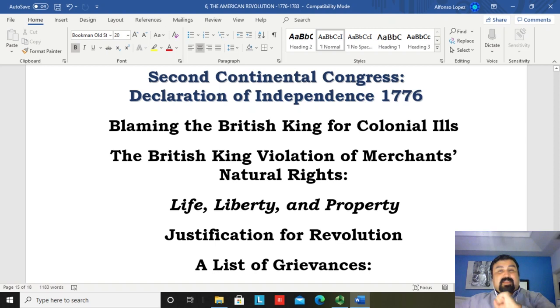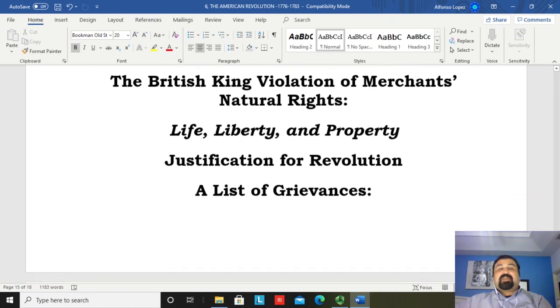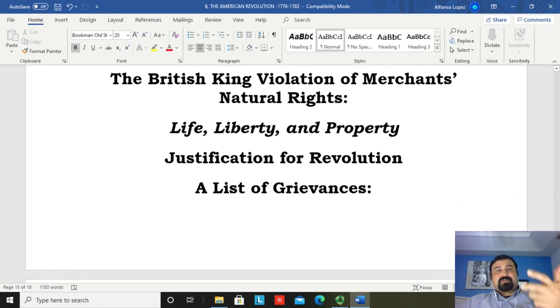Indicating that the merchants, the property owners of the colonies, and the colonists as a whole, their rights have been violated. In other words, the violation of natural rights. Okay, life, liberty, and property. In other words, we hereby state that we do have rights, life, liberty, and property, and those rights have been violated systematically, starting with the Navigation Acts, but also with the Coercive Acts of Massachusetts as well. Okay, so that justifies the exit.